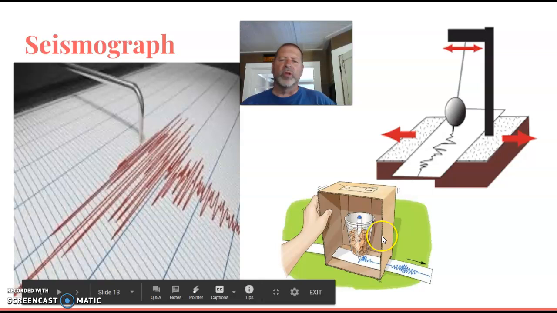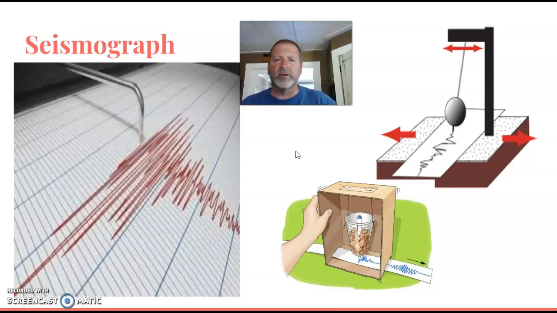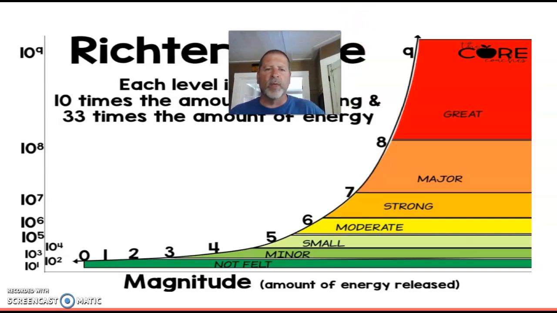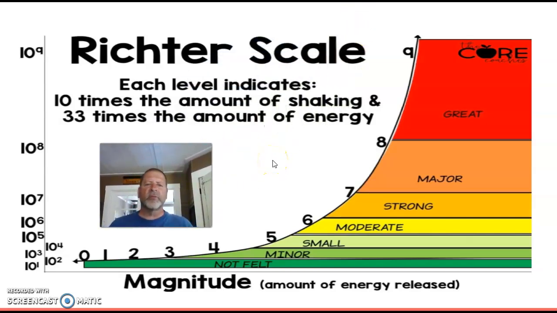Down below, you'll see I pulled up an image of how you could make a homemade seismograph. But seismographs, basically, detect movement of the Earth's crust. And we measure those earthquakes using something called the Richter scale. As it says right here, each level indicates 10 times the amount of shaking, 33 times the amount of energy. So when somebody says, I lived through a 4.0 earthquake, and another guy says, yeah, well, I lived through a 5.0 earthquake.